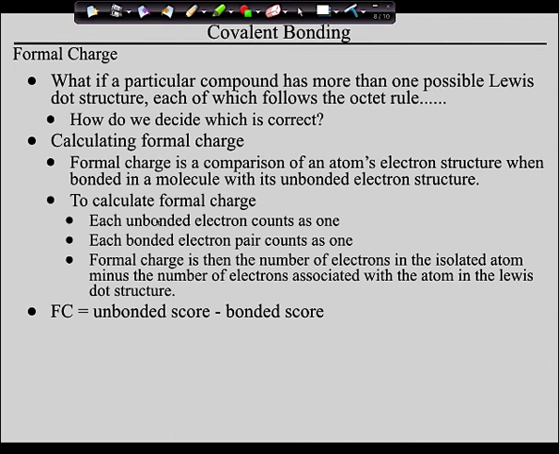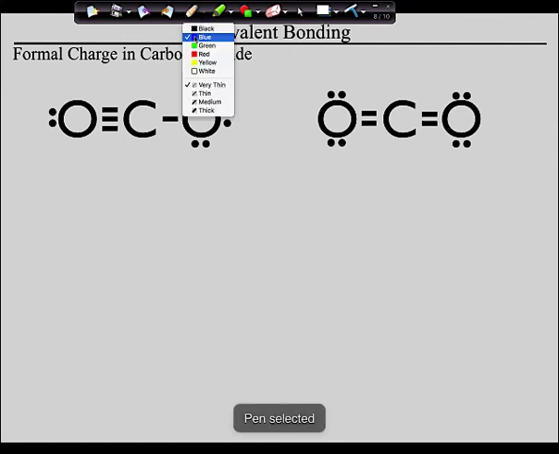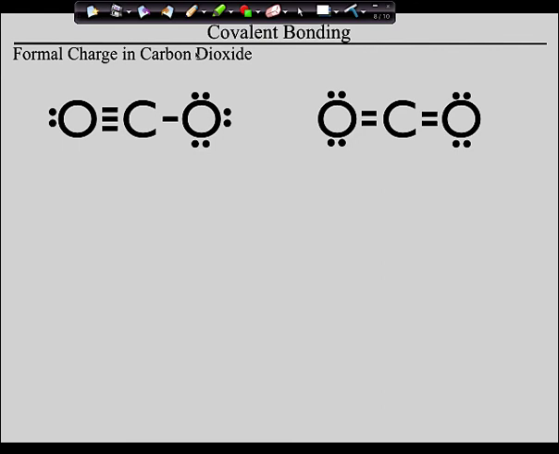So guys, let's do this. Let's go back to our carbon dioxide molecules, and let's figure out the formal charges on these atoms. So guys, it's unbonded minus bonded. So if you want a second to scratch these down really quick, I'll give you a moment to write them down. This is what you need to learn how to do.